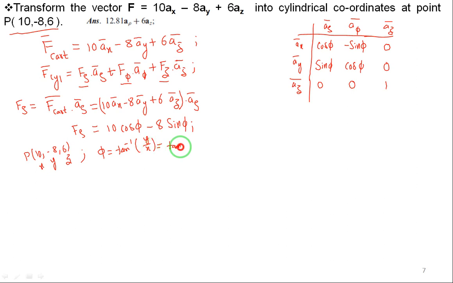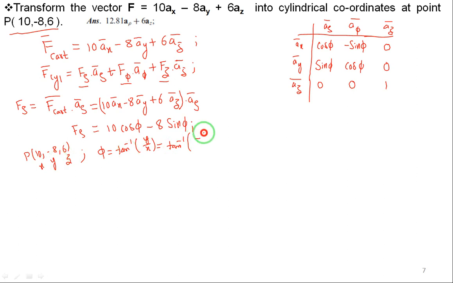So just check the values of x and y, whether they are lying in which quadrant. y is minus 8, yes, negative. Then x is 10, yes, x is 10 and y is minus 8. It is coming in the fourth quadrant, no problem, no need to add or subtract anything. So in the fourth quadrant, no problem.